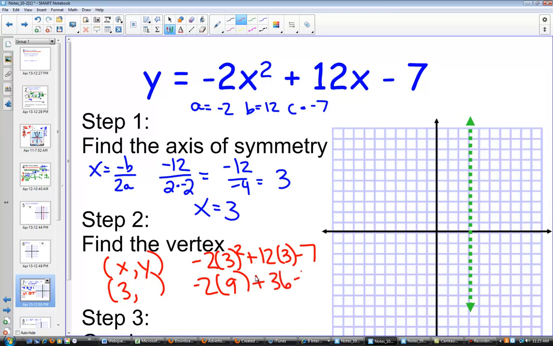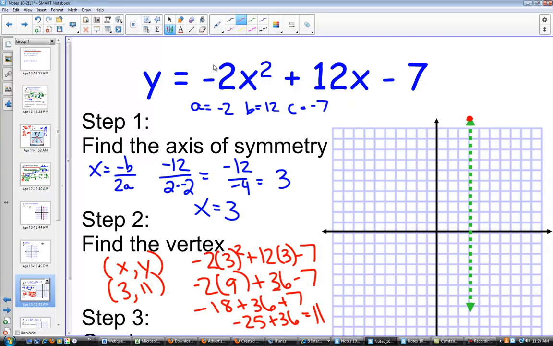using order of operations. Hopefully I didn't make a mistake. I'm going to add my negatives and get negative 25 plus 36, which is a positive 11. So my vertex is over 3, up 11. 1, 2, 3, 4, 5, 6, oh that's 10, and then 11 right here. So far I have it kind of centered where it needs to be. This is my center line. This is my vertex, so I know how high it is.